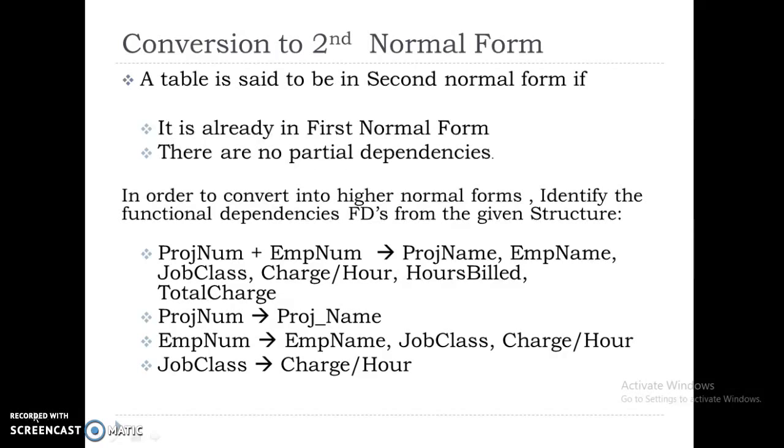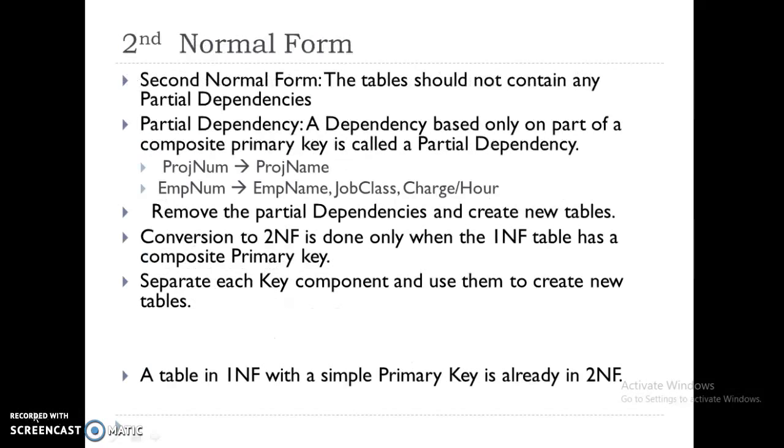Project number helps us in determining the project name. The employee number helps us in determining the employee's details. Job class helps us in determining charge per hour. Having determined all the functional dependencies, our job now is to remove partial dependencies from the given structure so that our database moves from the first level of normalization to the second level of normalization.